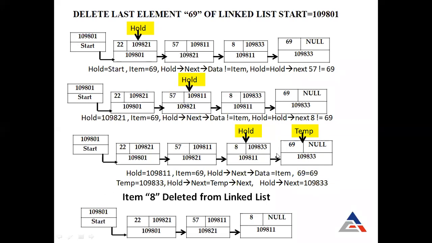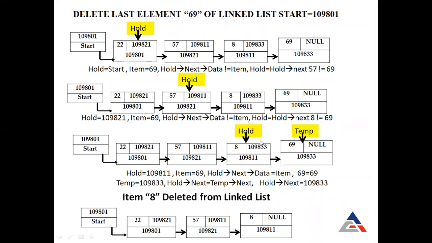Fine. So I use a temporary variable in which I save the address, that is 109833, the hold of next. This is the hold of next, which is equal to temp of next. Temp of next is null because there is no further element over here. It means this null will shift from here to here. This hold of next is equal to temp of next.